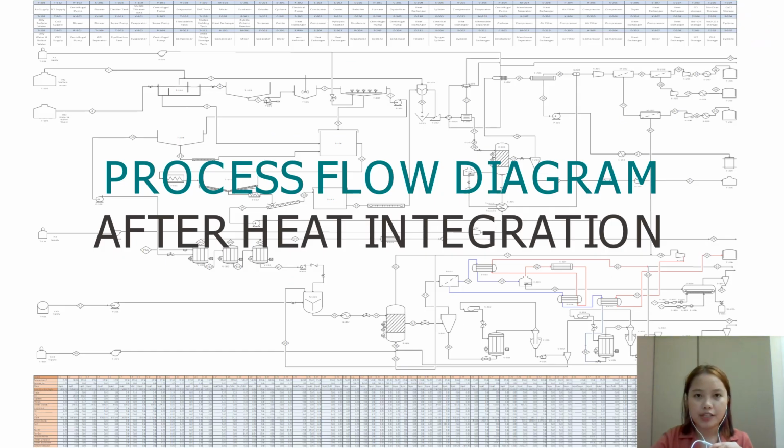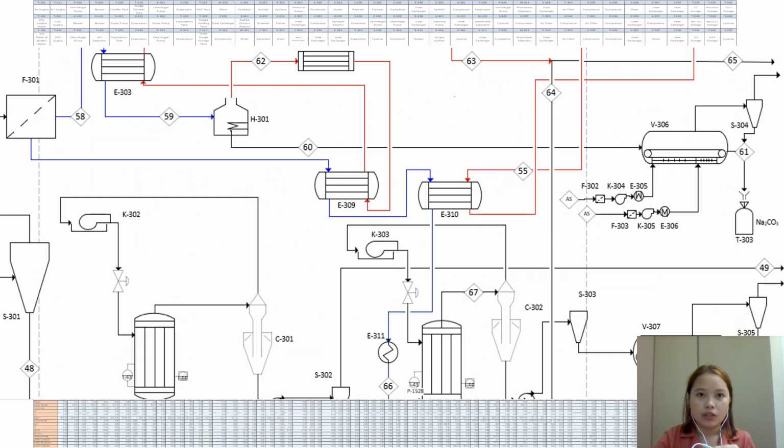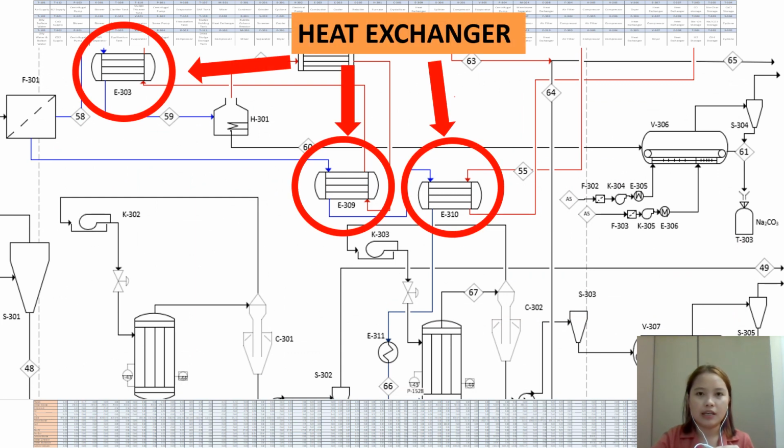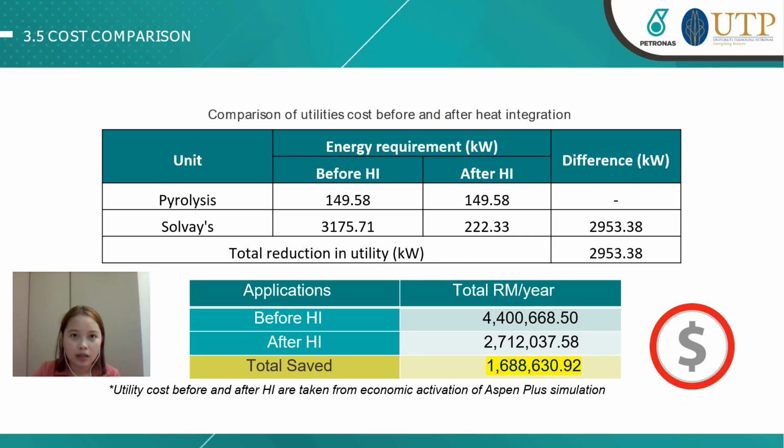And this is the process flow diagram after heat integration. Zooming into the Solvay process unit, you can see here there are 3 heat exchangers and 1 heater with the duty of 222.33 kW to complete the heat integration. After computing both process units, a total of 2,953.38 kW energy can be saved.